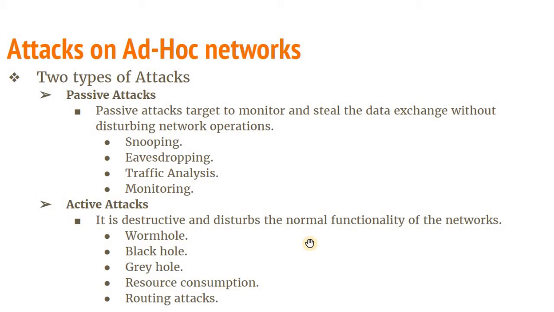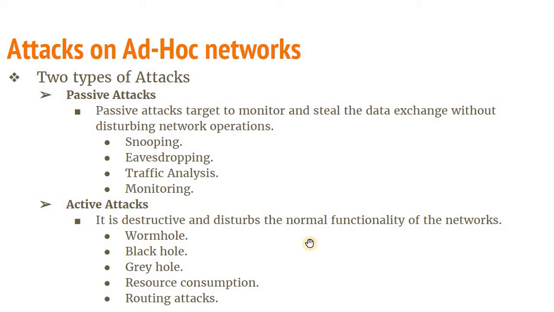Then what types of attacks are possible in ad hoc networks? There are two types of attacks. The first is passive attacks and the second is active attacks. These types of attacks are already known, but for information I will elaborate one by one. Passive attacks are attacks in which the attacker only sits and monitors the data exchange between the sender and the receiver. The attacker's motive is not to disturb the ongoing operations in the network. It just monitors the packets and ongoing activities.